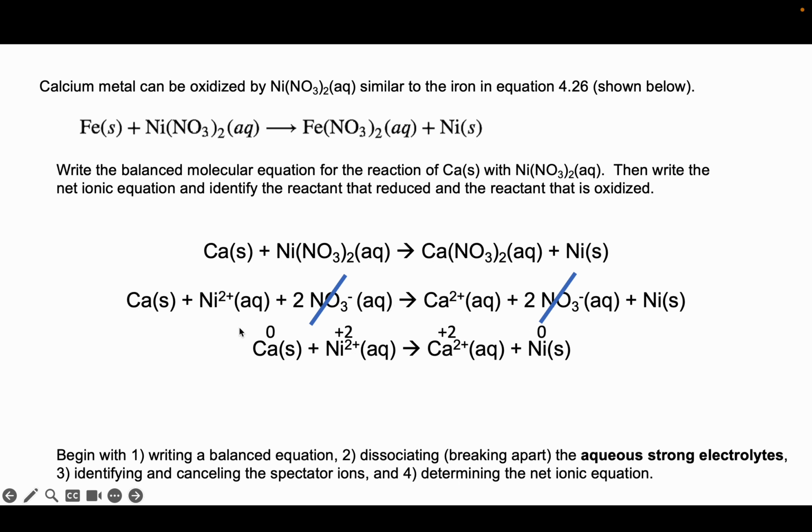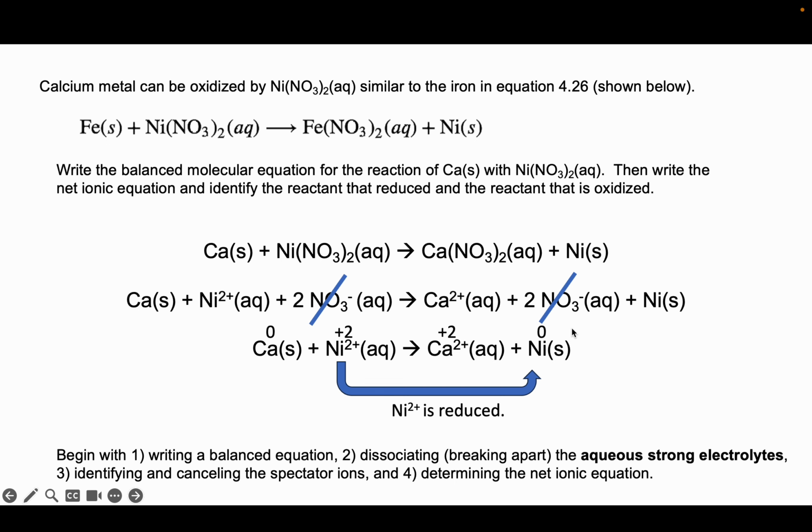If I were to assign oxidation numbers, I have calcium in its elemental form having a value of 0, nickel in its elemental form with a value of 0, nickel 2+, calcium 2+, those have the oxidation number that matches their charge. So we see that the oxidation numbers changed. Nickel went from being +2 to 0.